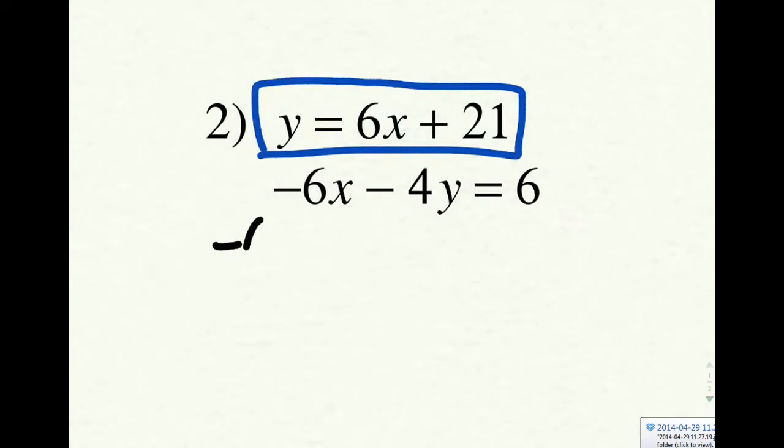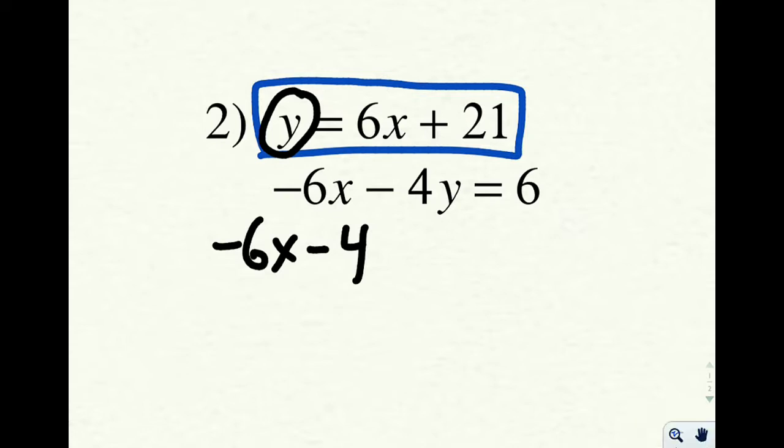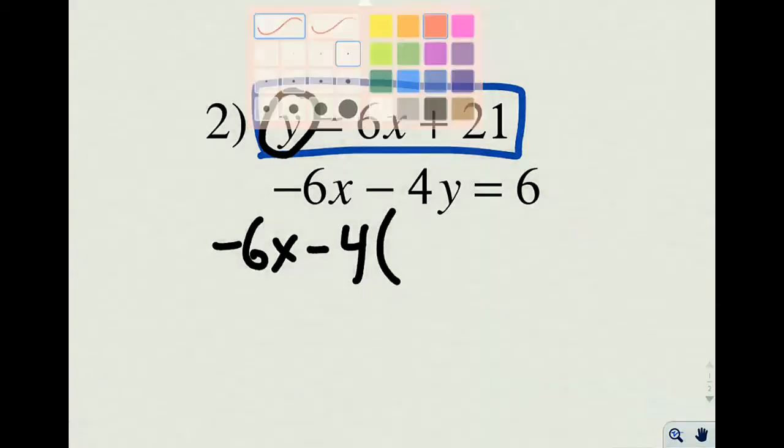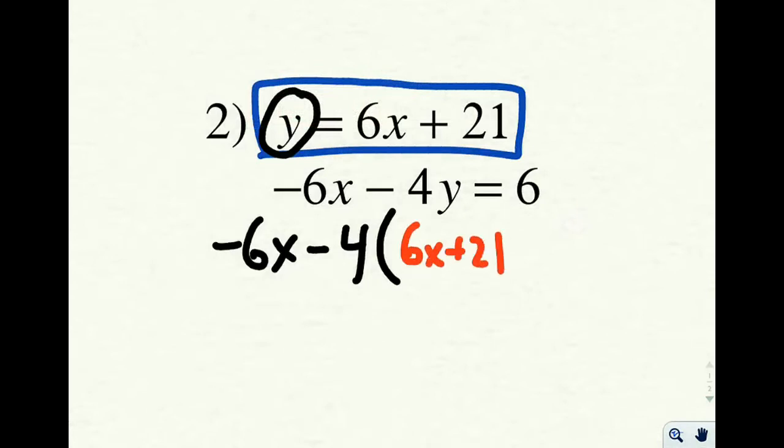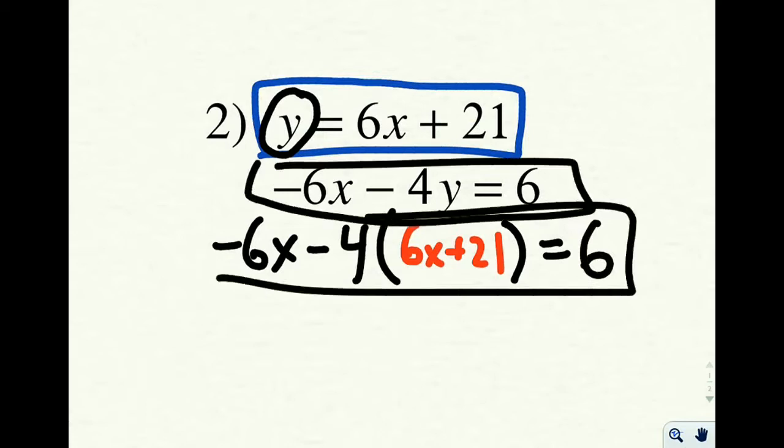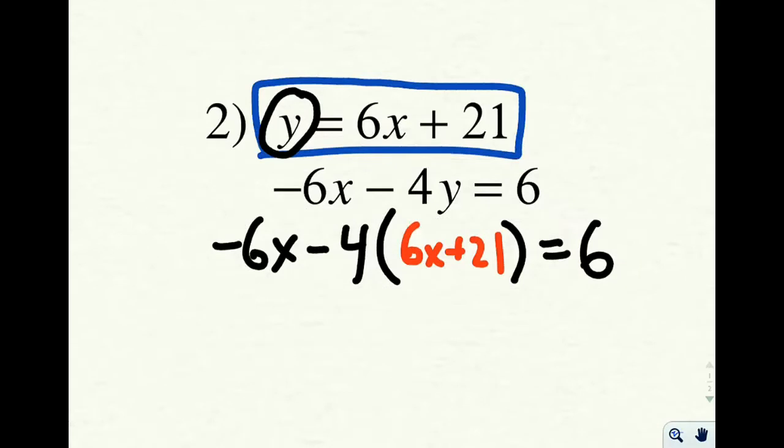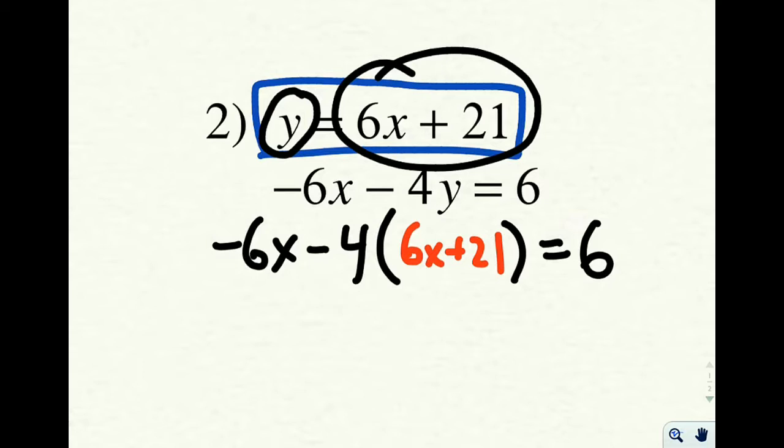So I'm going to rewrite this equation here, negative 6x minus 4, and when I get to y, I know what y is. y is equal to 6x plus 21. So I'm going to plug in the value 6x plus 21 right inside of my parentheses right here. So 6x plus 21. And then I continue writing the equation up here, equals 6. You'll notice everything about this is the same as this here, except I replaced y with what I know y to be, 6x plus 21, because it says in my equation above, y equals that.